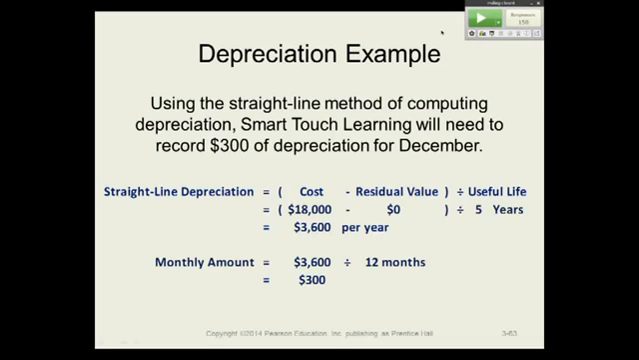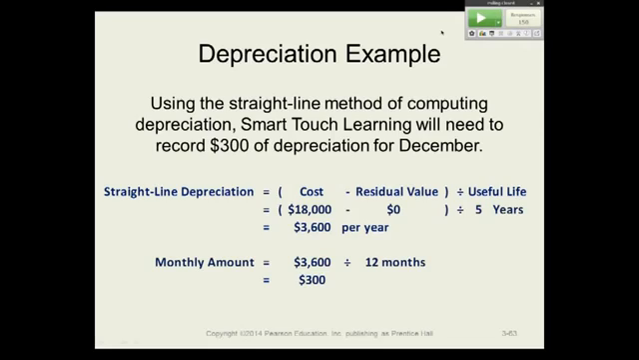Now, the accumulated depreciation is the contra account. So as that asset is going to be used up, we're going to take $300 per month, and we're going to reduce the asset by increasing the accumulated depreciation account. Okay. So let's take a look at the entries. I'll bring that back up in a second.